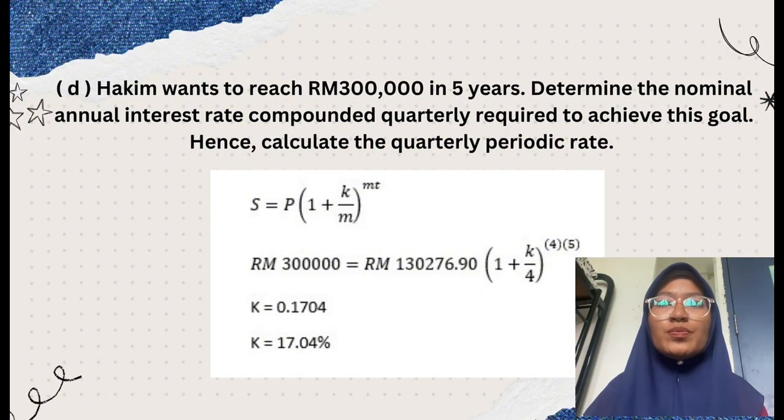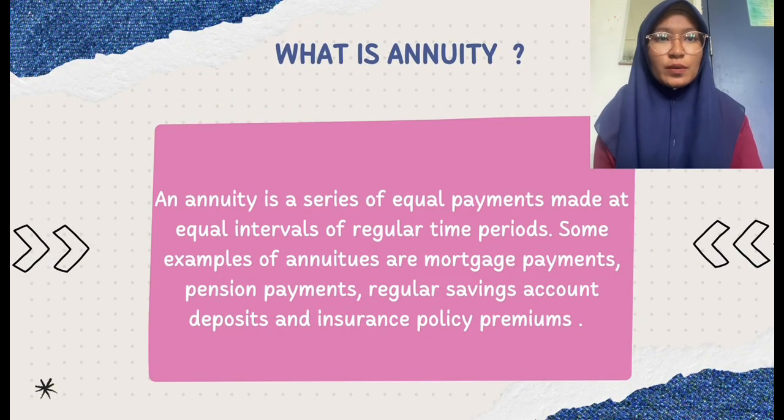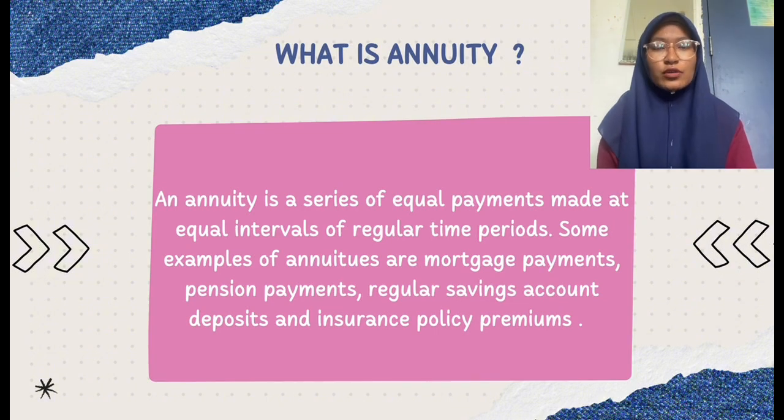S represents the future value, P is the present value, k is the annual interest rate, m is the number of compounding periods per year, and t is the time in years. What is an annuity? An annuity is a series of equal payments made at equal intervals of regular time periods.